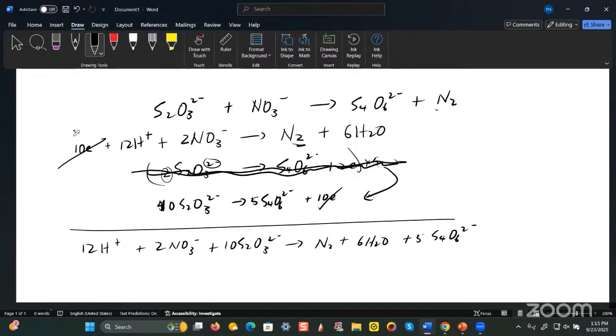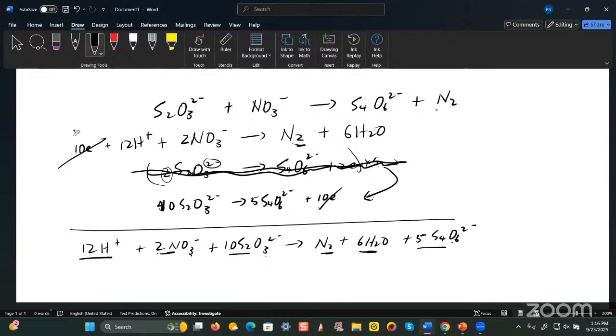Let's start with the hydrogen. We have 12 hydrogens here, and on the other side we have 6 times 2, 12 hydrogens. We have 2 nitrogens here, and 2 nitrogens there, so that's okay. In the case of sulfur, we have 10 times 2, 20, and here we have 5 times 4, 20 sulfur atoms. As far as the oxygens are concerned, on the left we have 6 plus 30, so that's 36 oxygens. And on the right we have 6, and then 5 times 6, 30, so that's 36 oxygens.